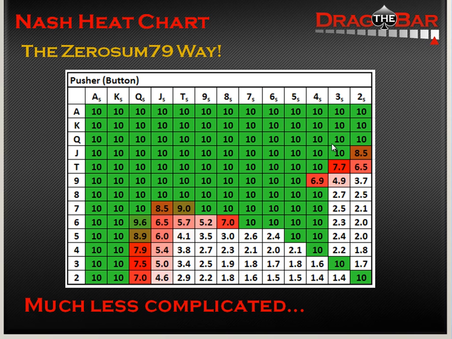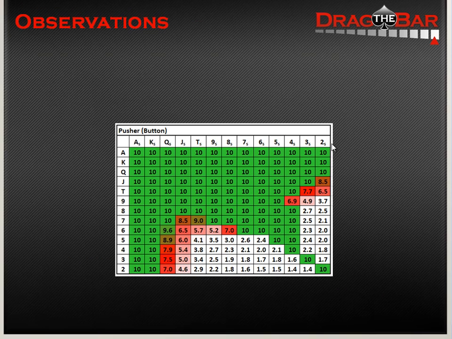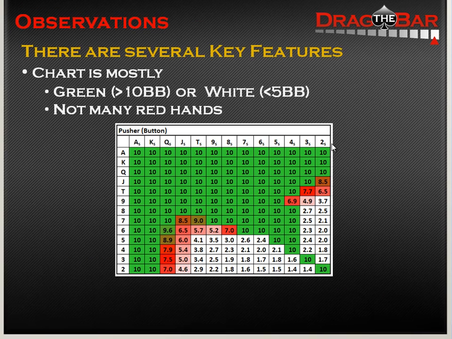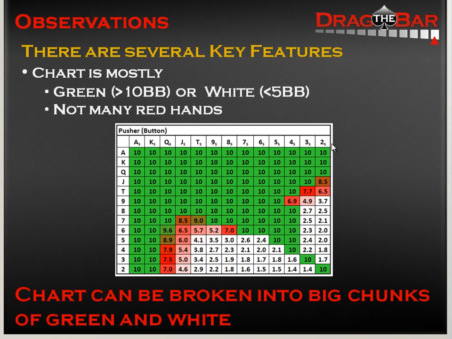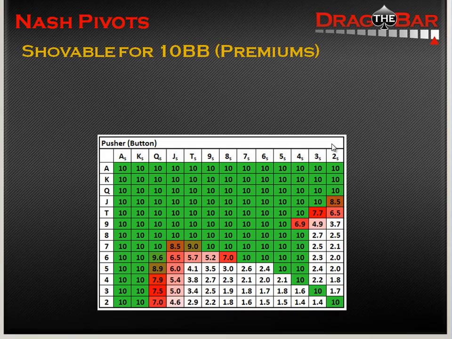This is the zero-sum method. Now we can take pivot points and describe this. So let's look at some observations. Like I said, it's mostly green, 10 big blind plus hands, or white, less than 5 big blind hands, and not too many red hands. By breaking this chart into big chunks of green and white, we can come up with a few points which are going to help us describe the chart almost entirely and almost perfectly. Let's take a look at how we do this.